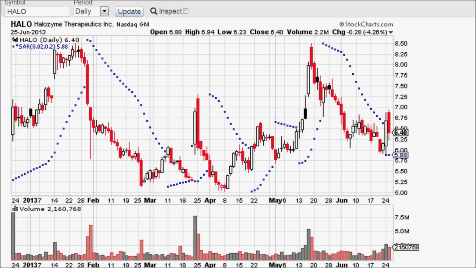The Parabolic SAR works best with trending securities, like the ones I showed you in the previous couple of charts. Now those only occur about 30% of the time. That means the indicator will be prone to whipsaws about half the time when a security is not trending. Here's a good example of a stock on which the SAR doesn't work very well. It's Halo. It's a biotech stock, trades on the NASDAQ. And if you do the calculations of where you would be buying and where it tells you to sell, you would actually end up losing money in this one.